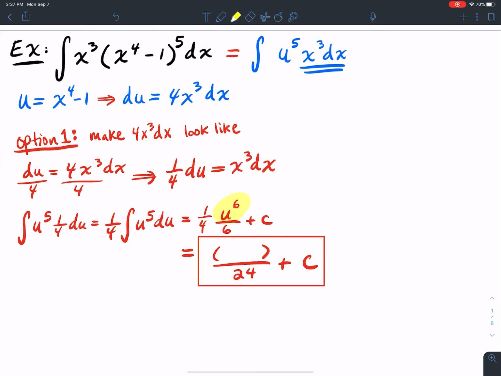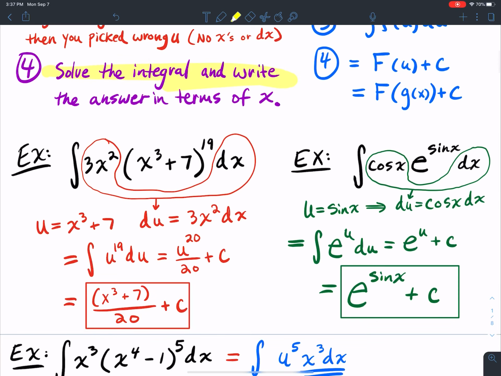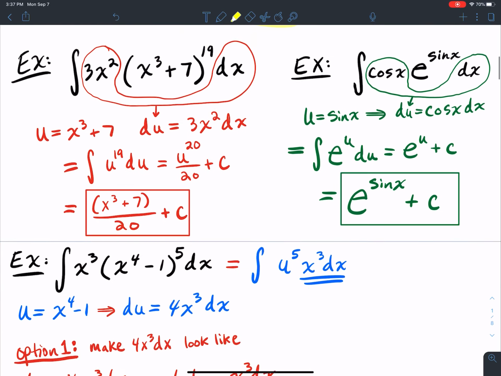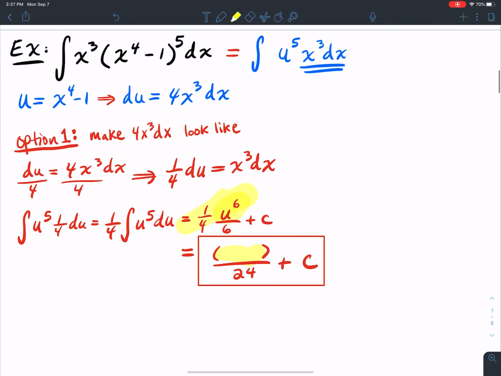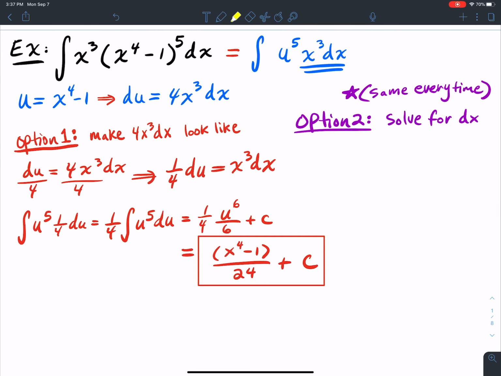And then I want to replace the u to get back in terms of x, right? Solve the integral and write in terms of x. So I solved the integral here. Now I'm writing my final answer in terms of x. So what do I replace u with? U is x to the fourth minus 1. So I plug that in here, and it's raised to the 6th power. Uh-oh, that needs to be raised to the 6th power right there. Okay?